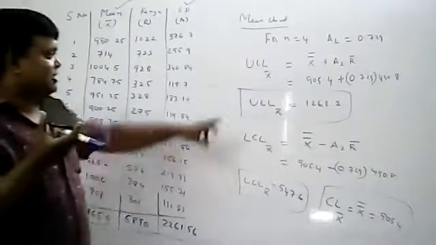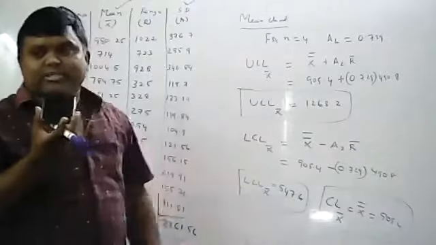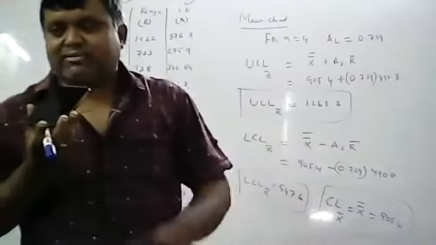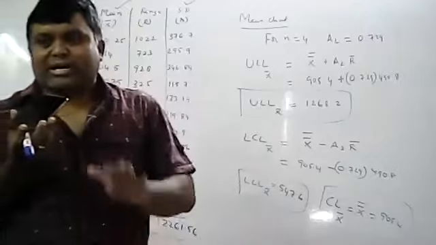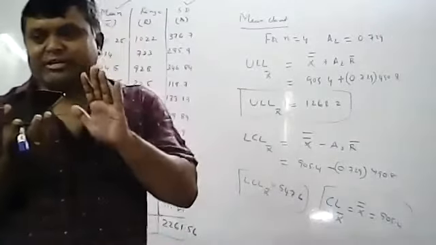If all the points fall within the control limits, then you will say the process is in control. Otherwise, you will say the process is out of control. So construction of the chart is important in the problem.